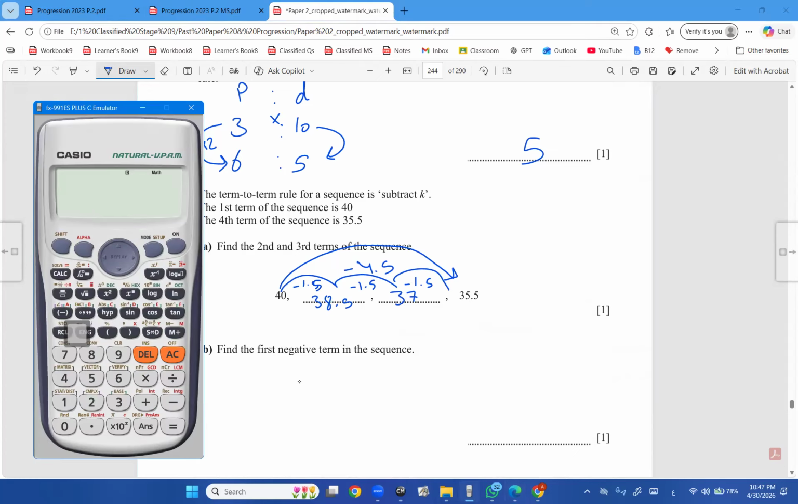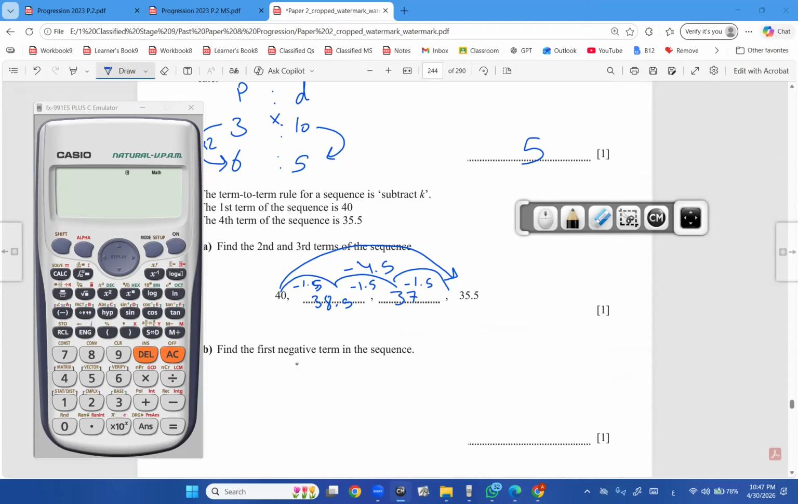All right. Find the first negative term in the sequence. Well, there is actually more than one way to do that. If you've got a small number, like the number that we have over here, we've reached 35.5, and you would like to go down by subtracting 1.5 every time, in this paper 2 you can just record this on your calculator by pressing equals. Then after that, what are you going to do? You say minus 1.5, equals, only once is enough.